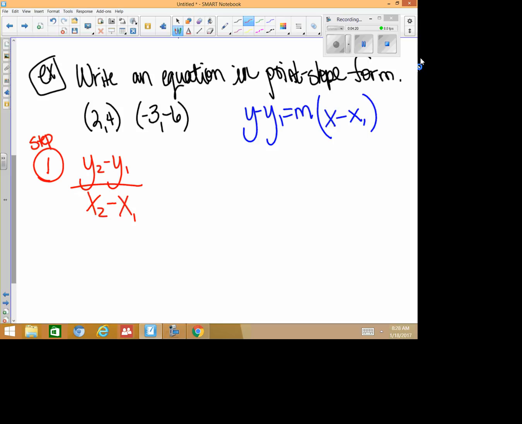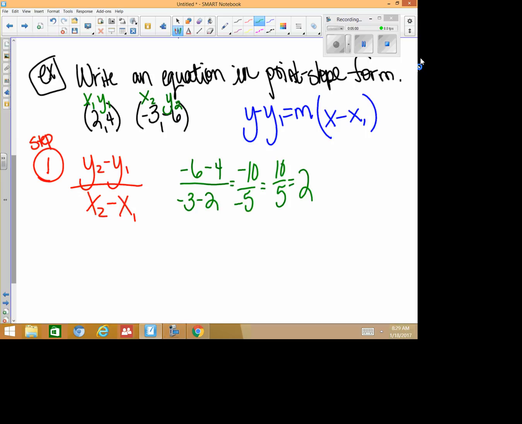So let's plug things in. x1, y1, x2, y2. Okay. So, we get -6 minus 4 over -3 minus 2. It's -10 over -5. What is -10 over -5? It's 2 over 1. You could say 2 over 1 or 2. Preferably, we use just 2, okay? If you write 2 over 1 in your equation, that's fine too, okay?